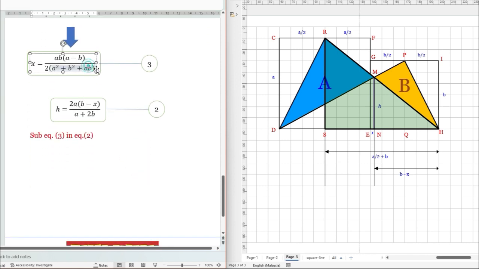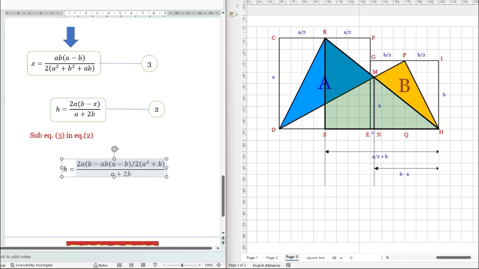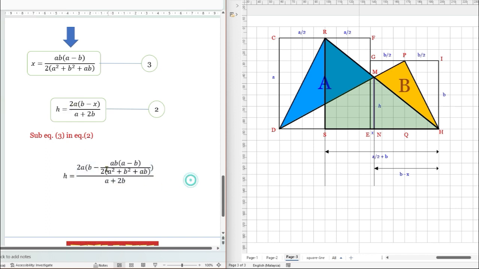So when you do that, what do you get? Okay, this one, take equation 3. So this x becomes, okay, x a b, a minus b over 2a square plus b square plus ab. Okay, so this is what I get. That means 2ab minus x, the whole thing of x, over a plus 2b.